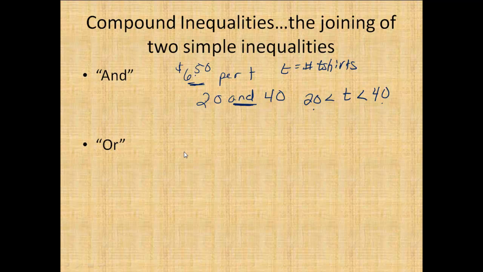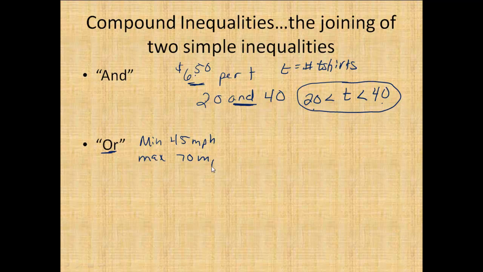We also have the inequality "or," and the "or" inequalities will have the word "or" actually in the inequality. This one right here didn't physically have the "and" in it when we wrote it out in symbols. An "or" will have it. An example might be getting a speeding ticket. Let's say you're on a divided highway and the minimum speed is 45 miles per hour and your maximum speed is 70 miles per hour. You might be asking yourself, at what speeds will you get a ticket?